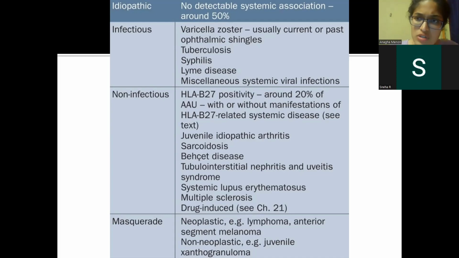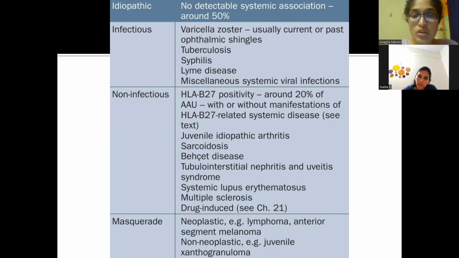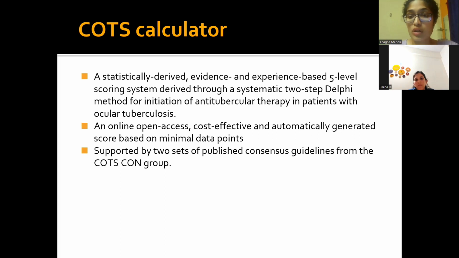It can be non-infectious autoimmune diseases like juvenile idiopathic arthritis. So kids that have this should be screened for uveal problems in the ophthalmology OPD. It can be Behçet's disease, which is very commonly seen in the Arab population. SLE is also quite commonly seen in India as well. Drug-induced multiple sclerosis.